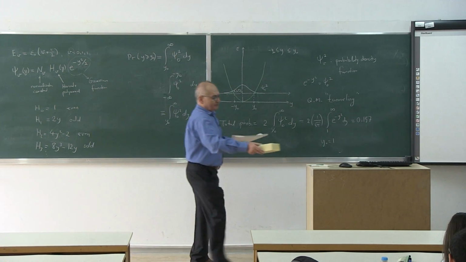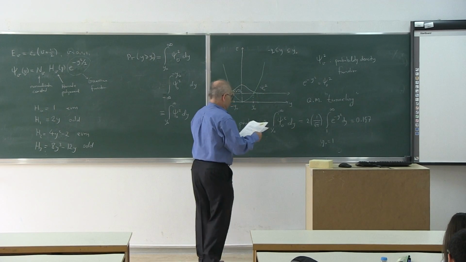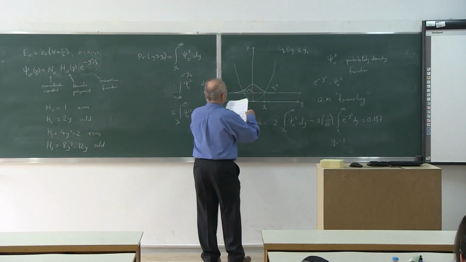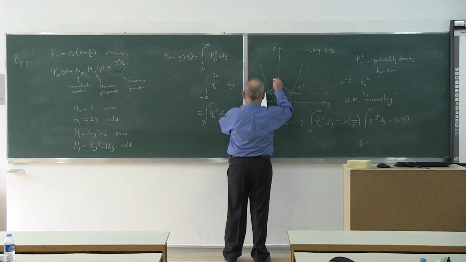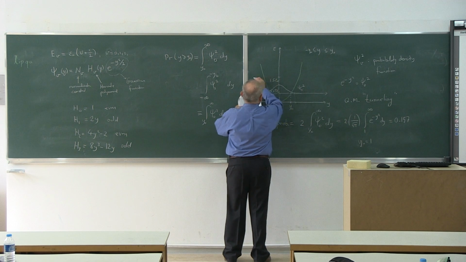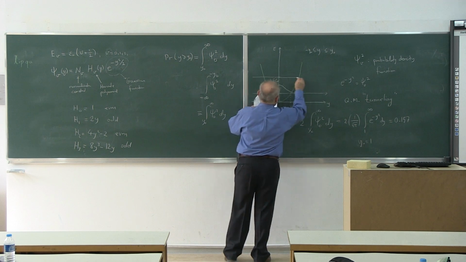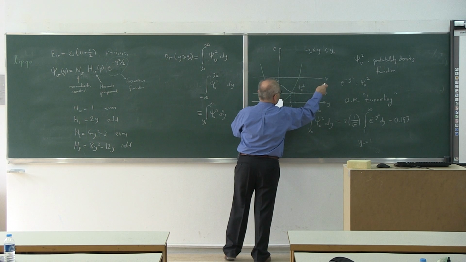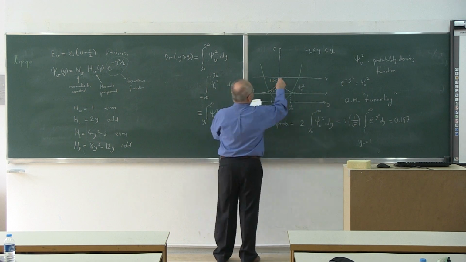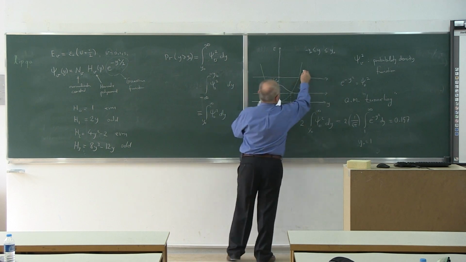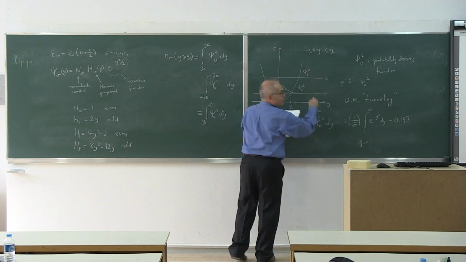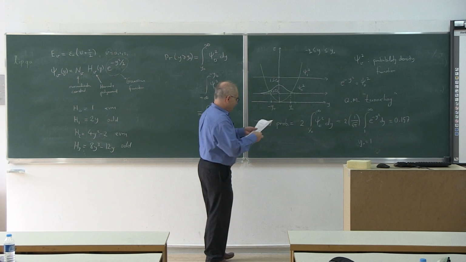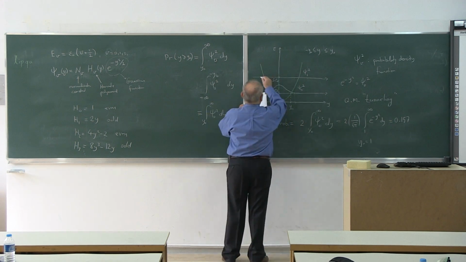For other levels, we can also do calculations. Now, for the next level, V equals 1, this is 1.5. Now, we pass an axis similar to this one, which is parallel to it. Now, we draw the graph of psi 1 square. In other words, for V equals 1, the graph looks like this.